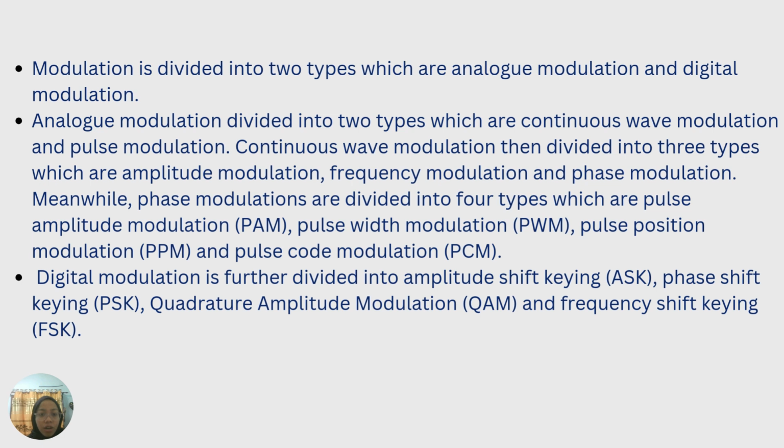Meanwhile, pulse modulation is divided into four types, which are pulse amplitude modulation, pulse width modulation, pulse position modulation, and pulse code modulation. Meanwhile, digital modulation is further divided into amplitude shift keying, phase shift keying, quadrature amplitude modulation, and frequency shift keying, FSK.